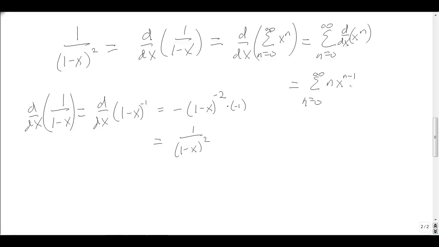And then what I would look at here is that if n is 0, 0 times x to the n minus 1, x to the negative 1, is actually a 0, so I'm going to get rid of the n equals 0 term here. So I can just drop out the n equals 0 term because it's 0, so this is n equals 1 to infinity, n times x to the n minus 1.